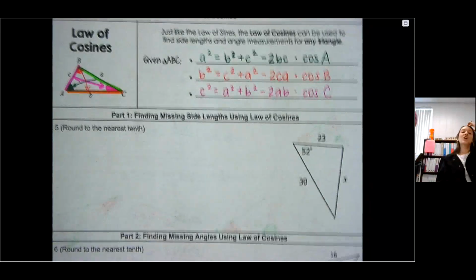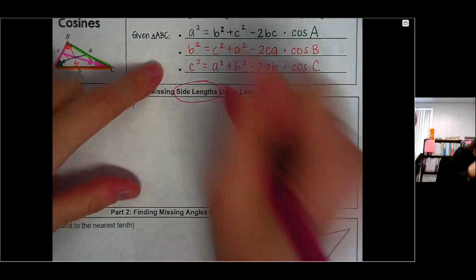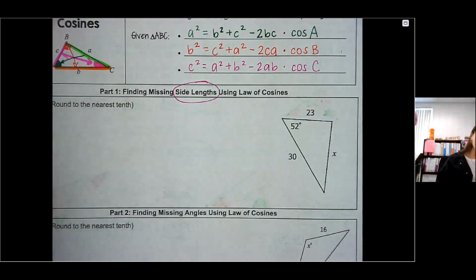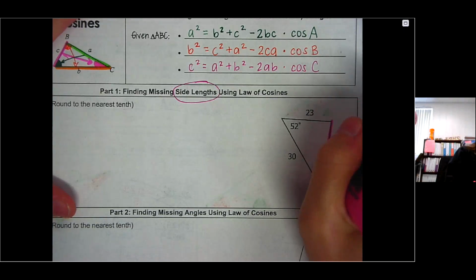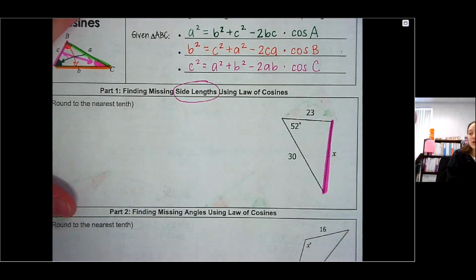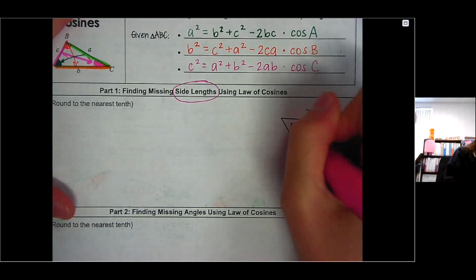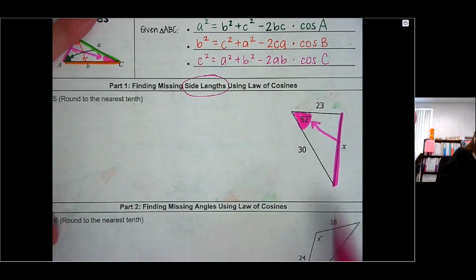Okay, so let's find a missing side length using the law of cosines. Okay, so this time I'm trying to look for this side right here. This is my unknown variable, my unknown side. And the angle that matches up with it that's directly opposite is this angle 52. So these go together. So here's how I'm going to write our equation.